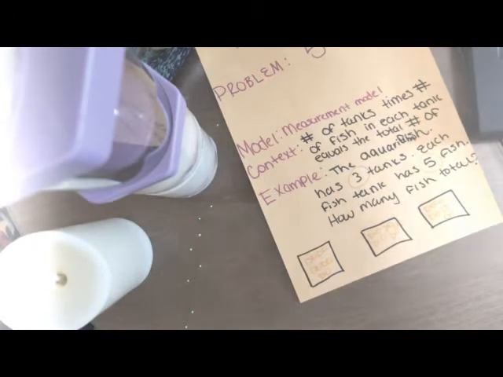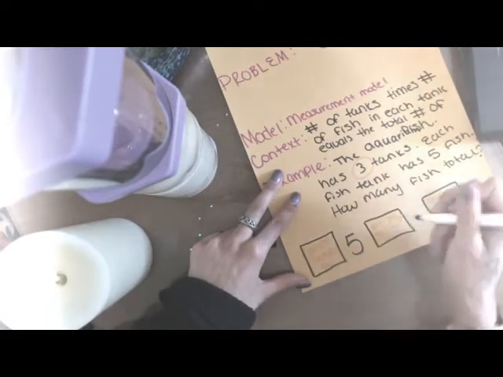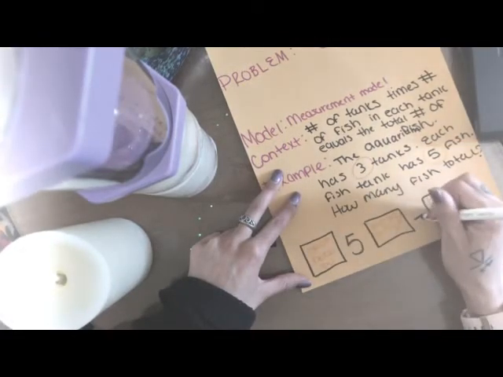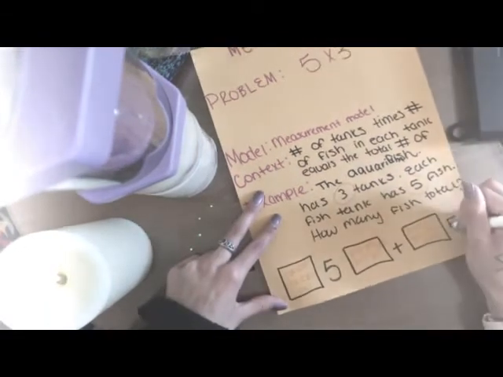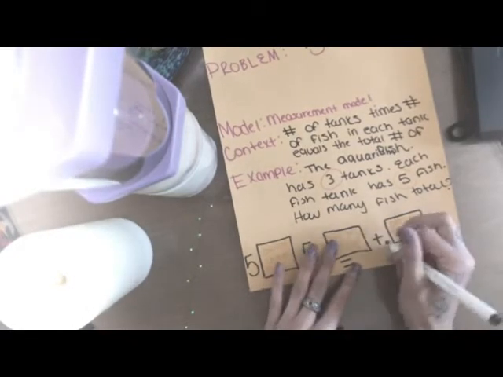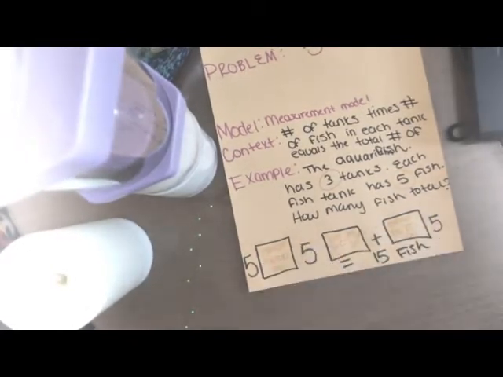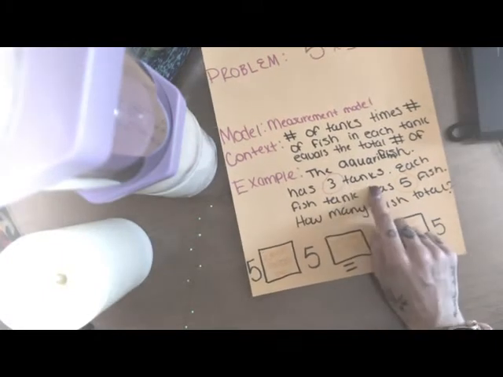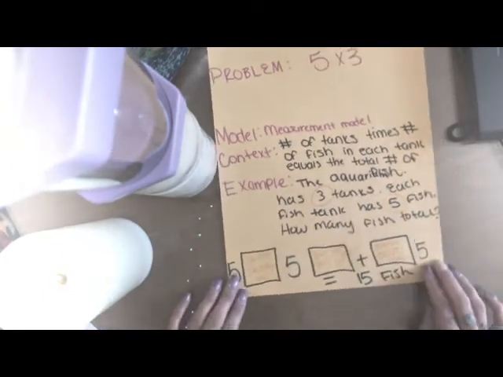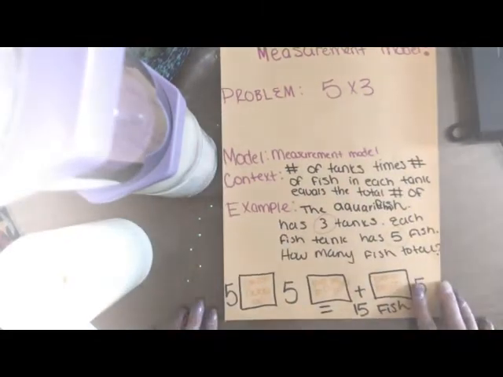So then we would just have our students add each one of the tanks together: 5 plus 5 plus 5 for a total of 15 fish inside the 3 fish tanks. And this is the measurement model for the problem 5 times 3.